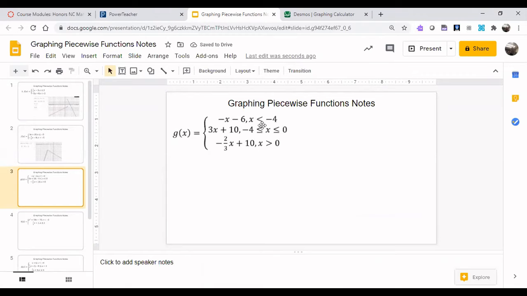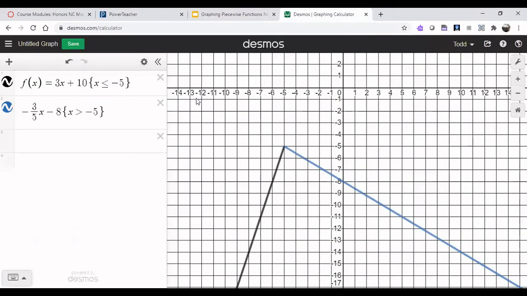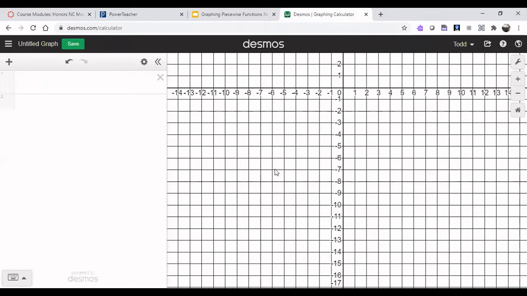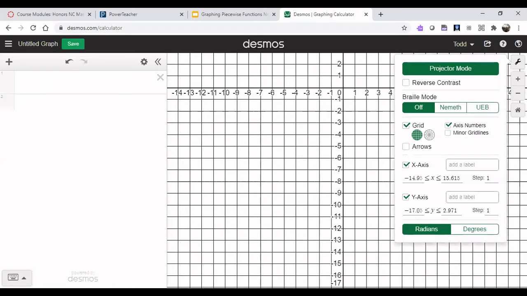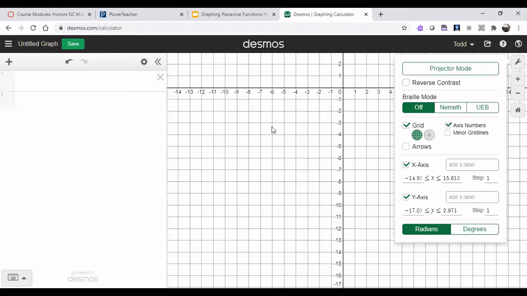All right, so when it's 3, you can still do the same thing. So the first one is -x minus 6, when x is less than -4. 3x plus 10 from -4 less than or equal to x less than or equal to 0, and -2/3 x plus 10 when x is greater than 0. So 3 parts over in Desmos. I'm going to take this off of projector view for now.